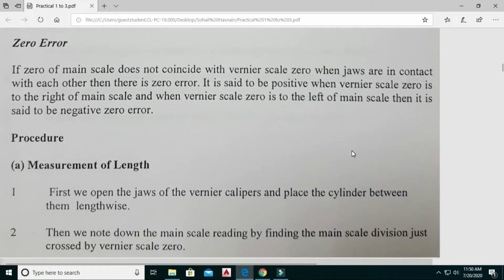Zero error. If the zero of the main scale does not coincide with the vernier zero, the vernier is said to have a zero error. It may be positive if the vernier scale zero is on the right of the main scale, and negative when the vernier scale zero is on the left of the main scale. Now we will start how to take the readings.